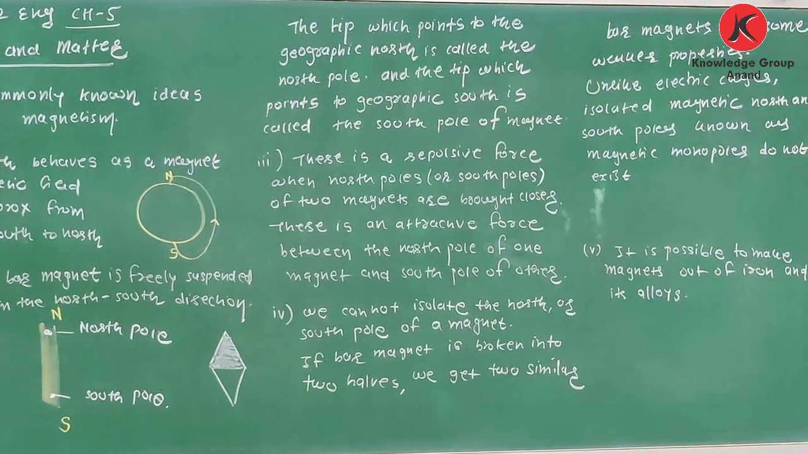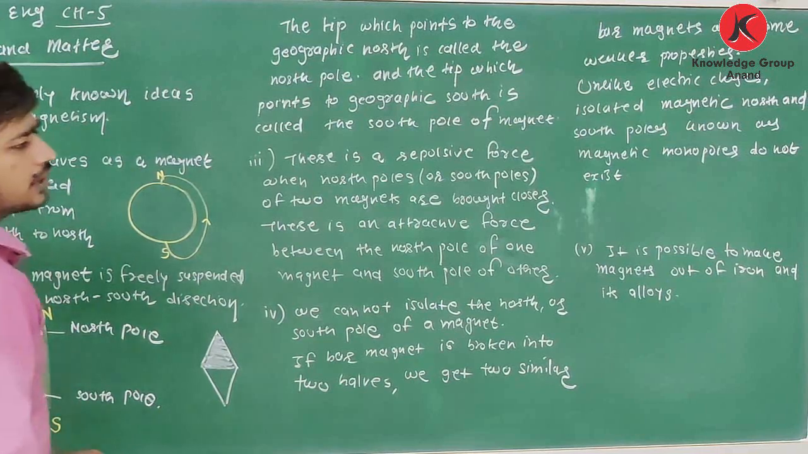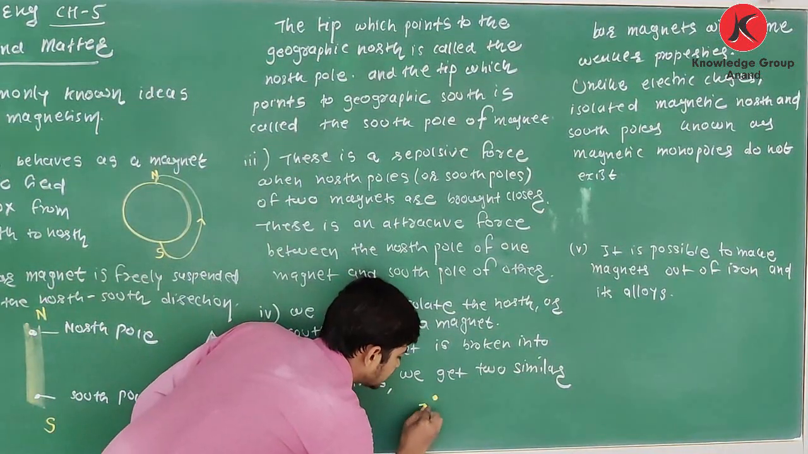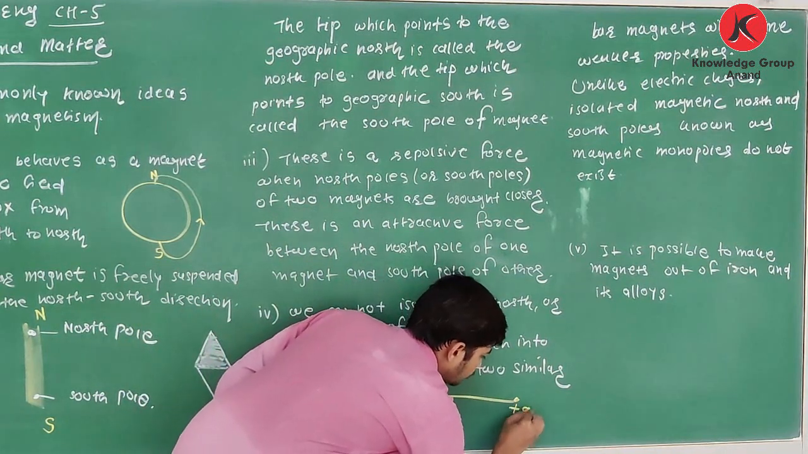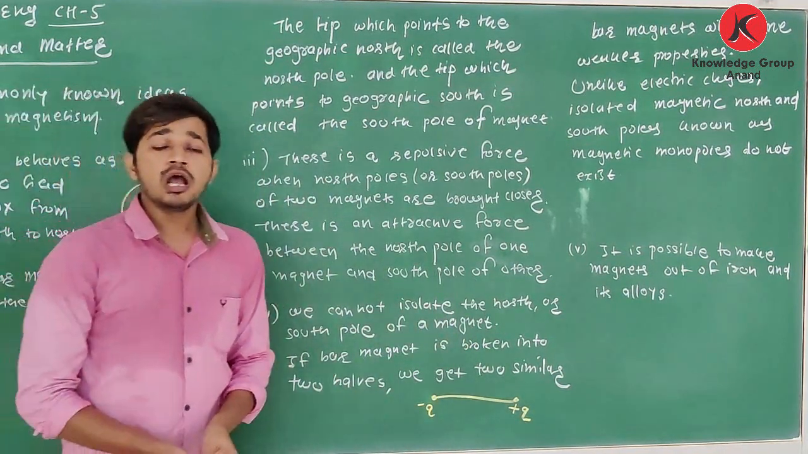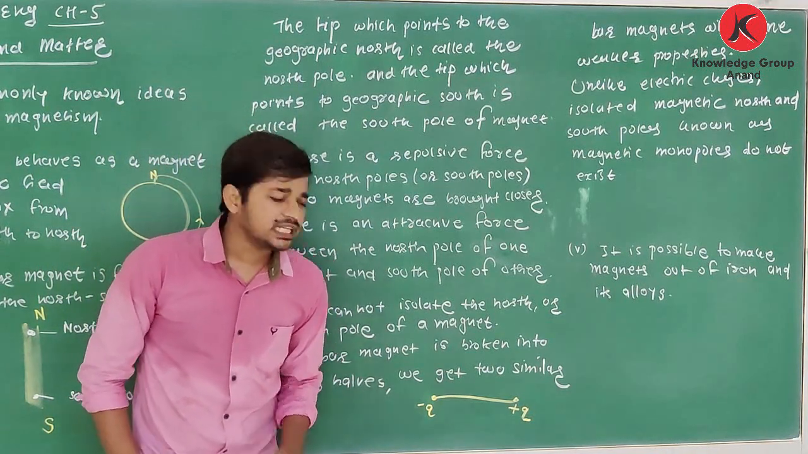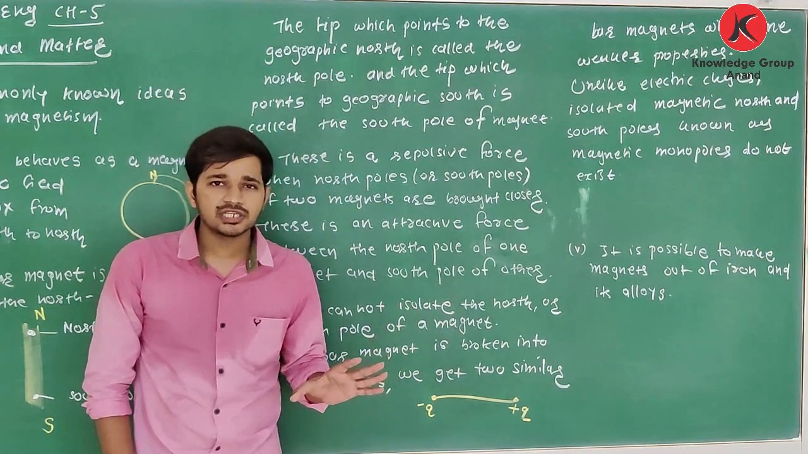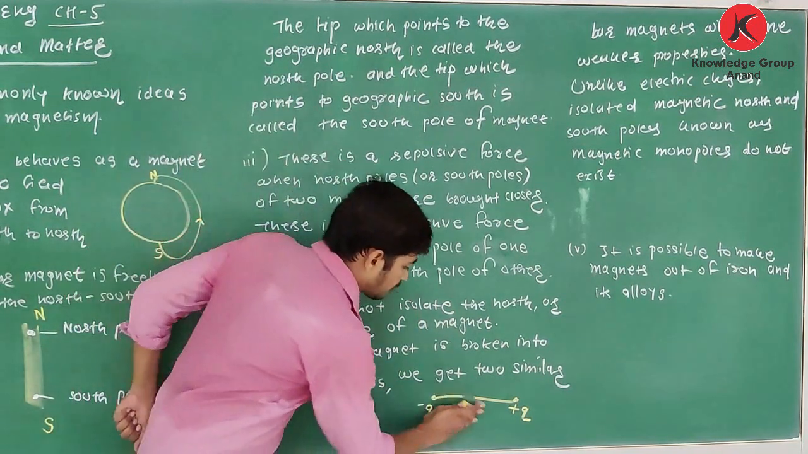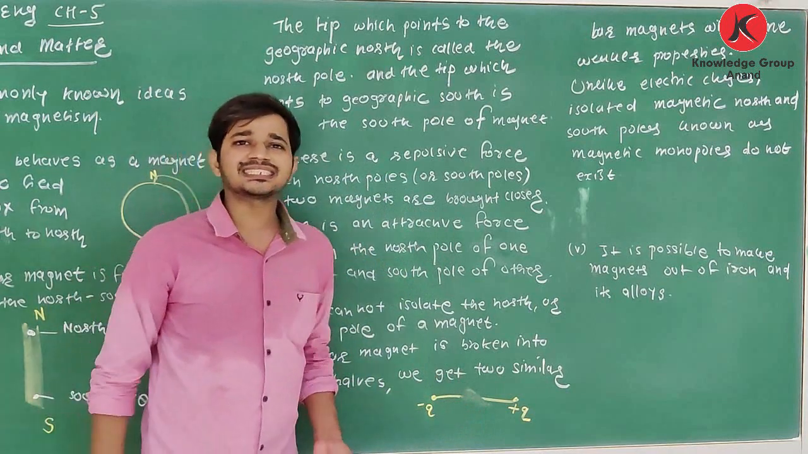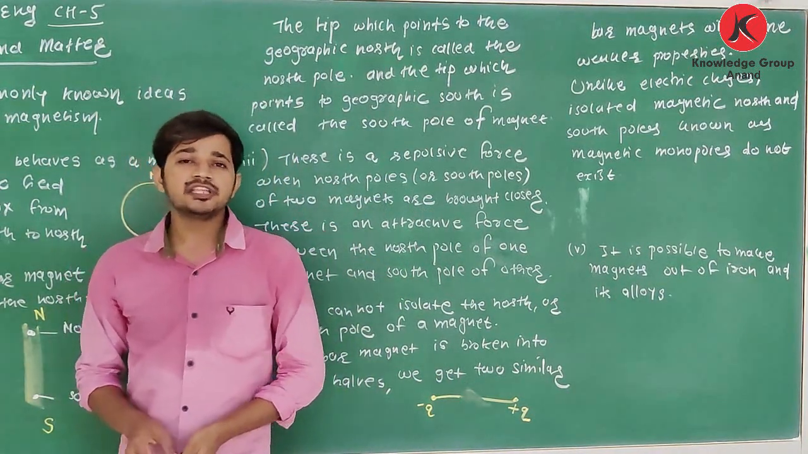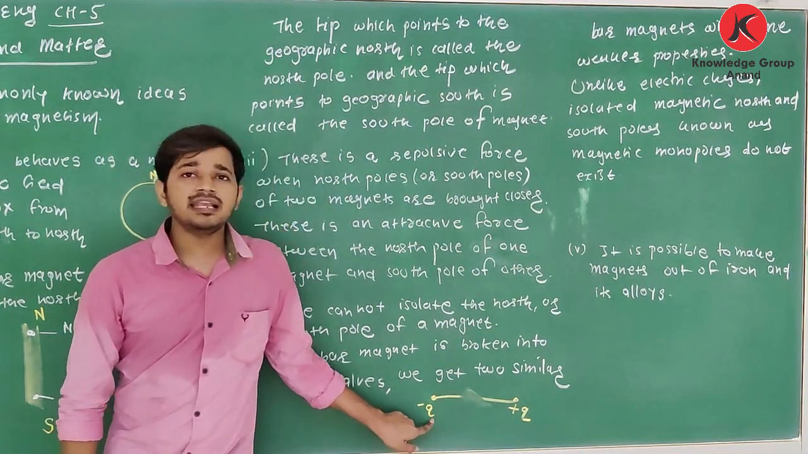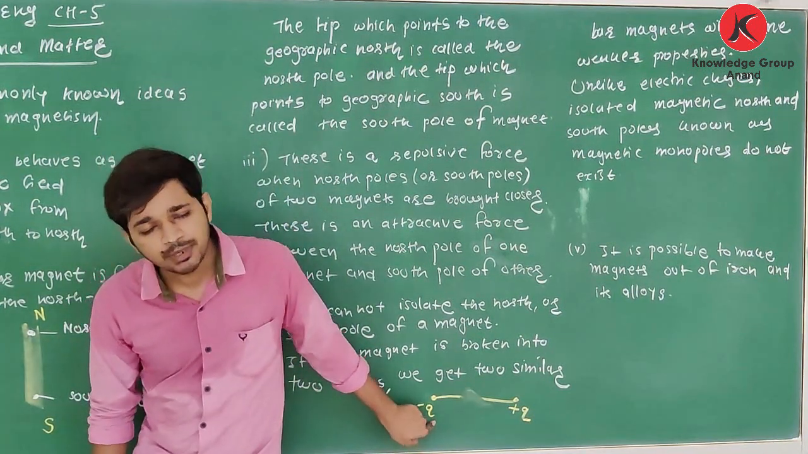Now what is the meaning of this? If you remember, what is an electric dipole? An electric dipole is if I have two charges, minus q and plus q. But if I take the distance between the two electric charges very large, then I can say that these minus q and plus q charges are isolated. Clear about this? So electric monopoles are possible.